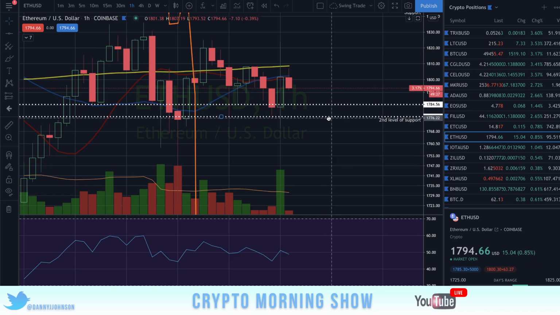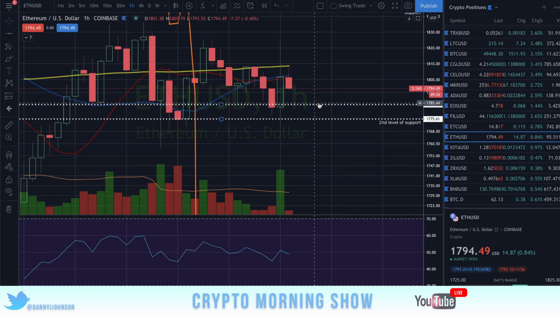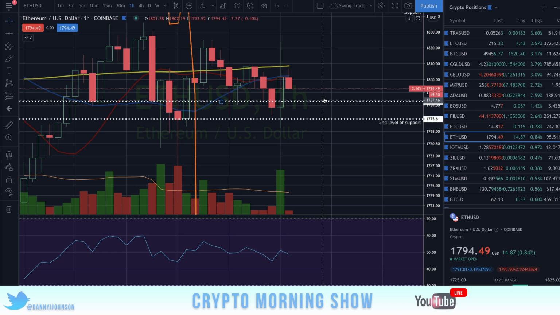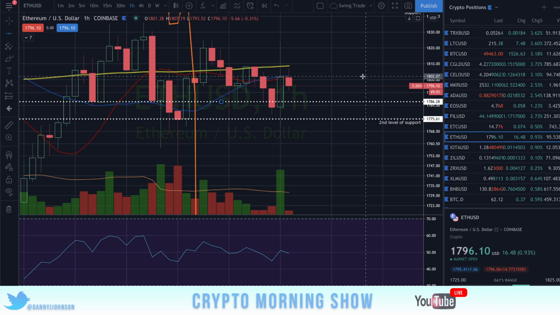We'll flip-flop these around some. Ethereum first level of support is going to be 1786.28. Second level I've got drawn here at 1775.61. And then again, we're bumping into these moving averages, trying to push through those things. So looks like we've tested it a couple of times, maybe another go at it when the bulls wake up.